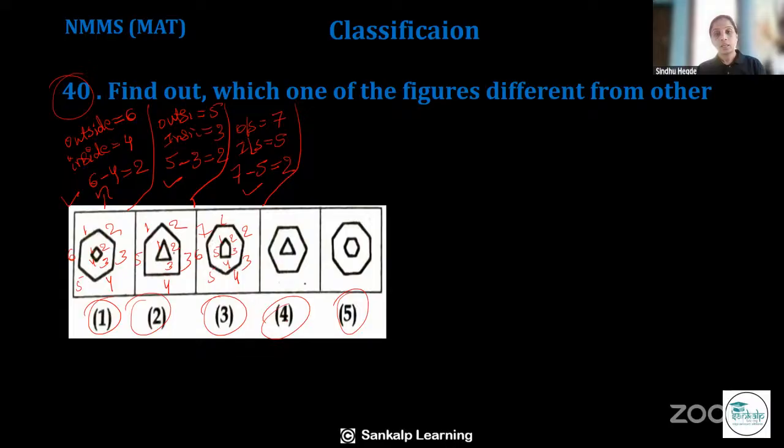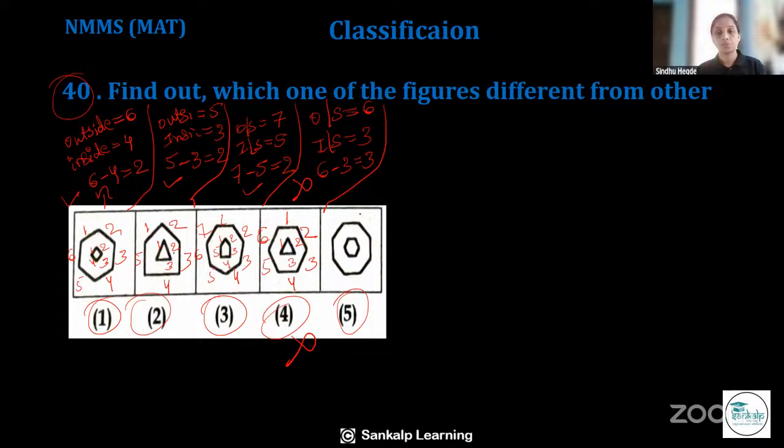Okay, then come to image 4. 1, 2, 3, 4, 5, 6. Totally 6 sides are there for the outer shape. Then 1, 2 and 3 is inner. Subtract 6 minus 3, it gives 3. So image 4 does not follow the same pattern.